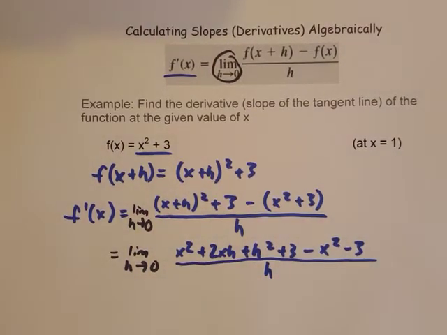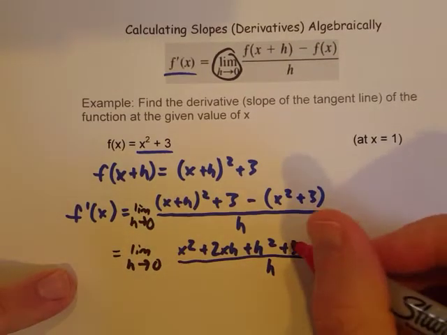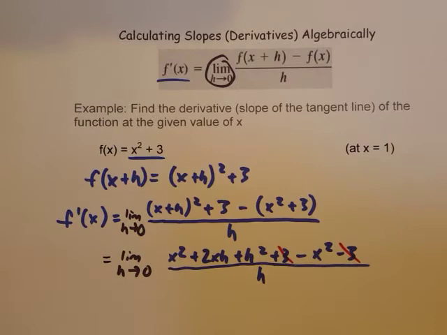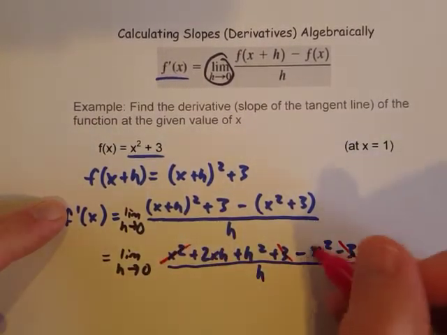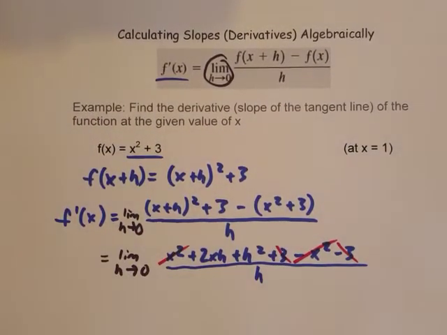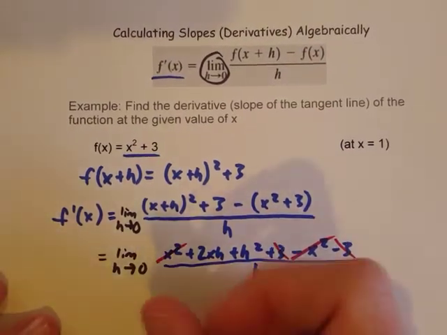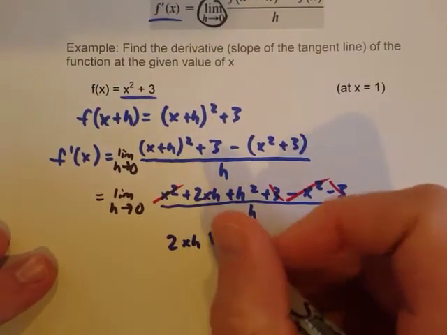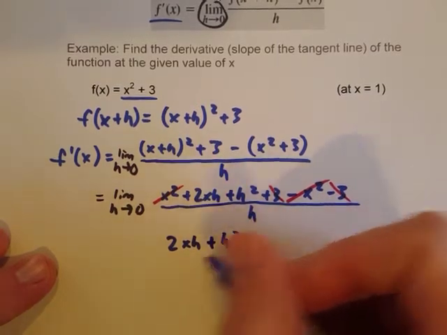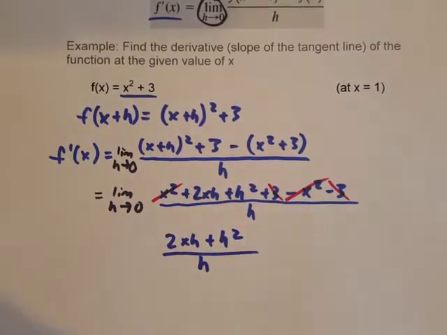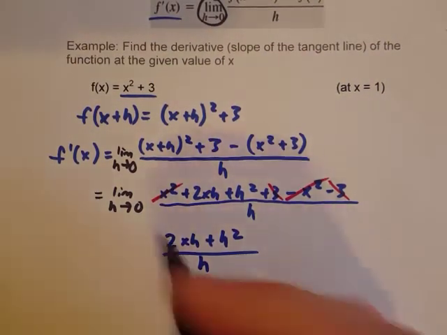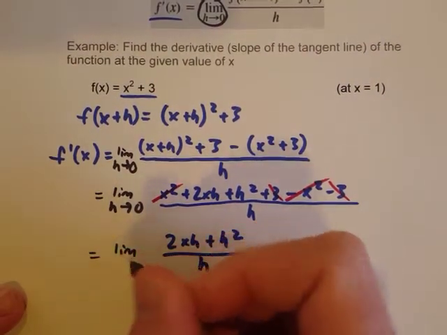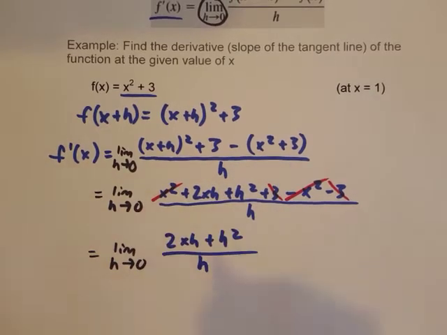Now, when I get to this point, one thing is I want to cancel out some stuff that I can cancel out. Notice that I've got positive 3, negative 3. I can get rid of those. I've also got x squared and negative x squared. I can get rid of those. So what that means is that I'm left with just a fraction of what I had before, 2xh plus h squared over h. And we don't want to forget about that limit. We have to keep carrying this through until we eventually substitute a 0 in for h.